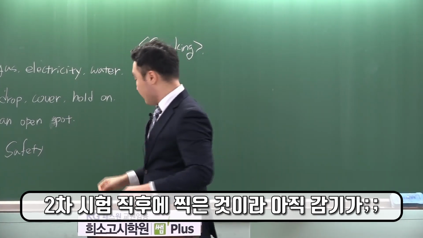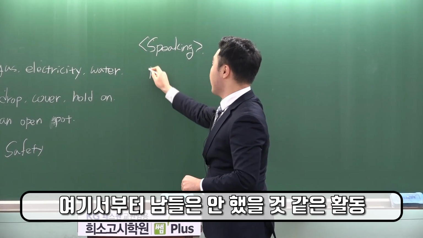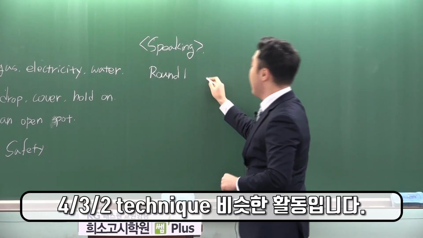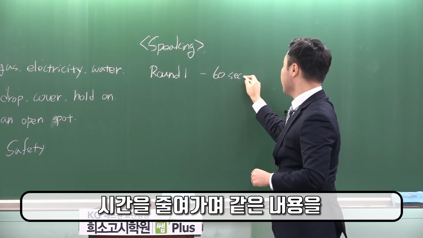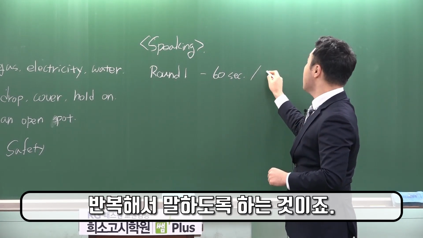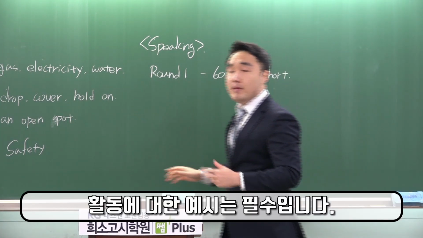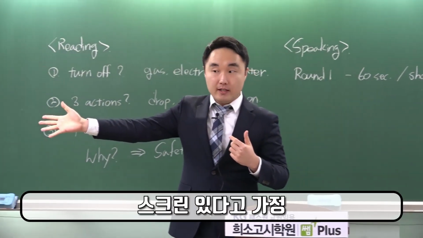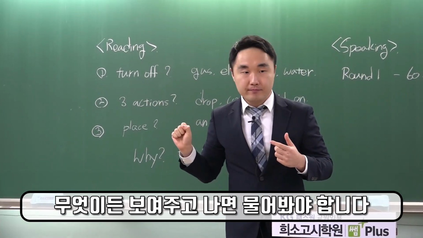Good. So this activity has 3 rounds. So the first round, round 1, I'm gonna give you 60 seconds. And please make one short sentence. So let me give you an example for this. Can you see this screen? Can you see the screen? What can you see on this screen?